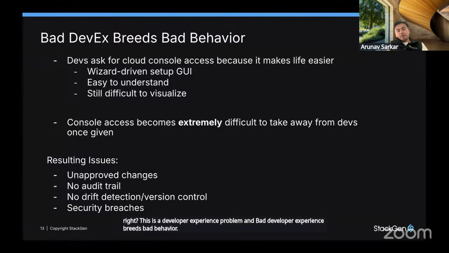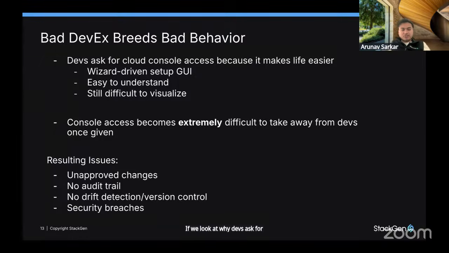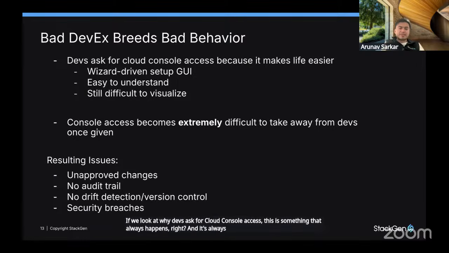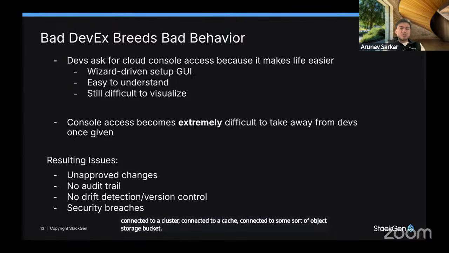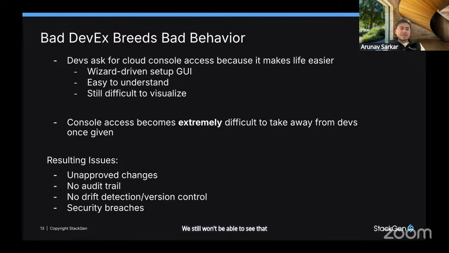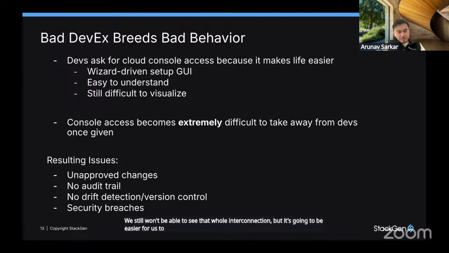If we look at why devs ask for cloud console access, this is something that always happens, and it's always given just because it's going to make life easier for the devs. All of a sudden, they have access to a wizard-driven setup GUI for setting up whatever resources they need. It makes things a little bit easier to understand. It's still difficult to visualize all the resources once they have them set up. If I have a DB connected to a cluster, connected to a cache, connected to some sort of object storage bucket, we still won't be able to see that whole interconnection, but it's going to be easier for us to set it up and know what's out there.